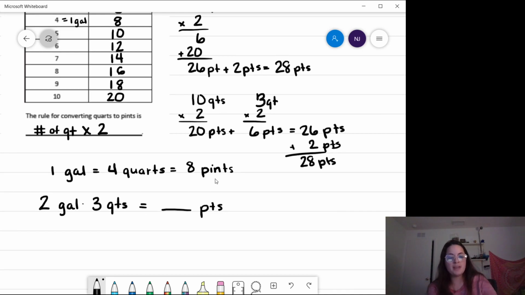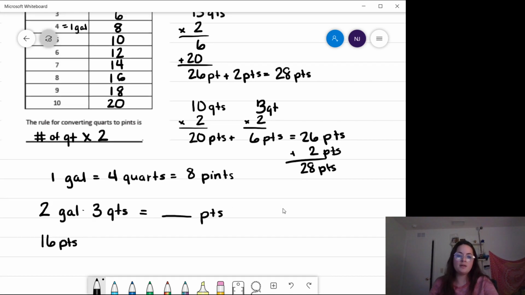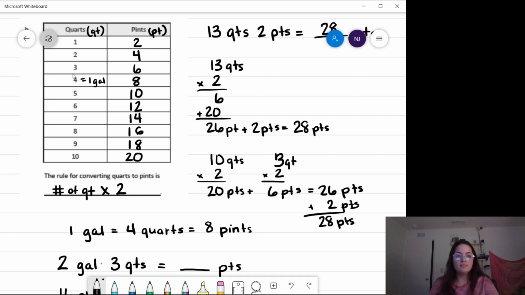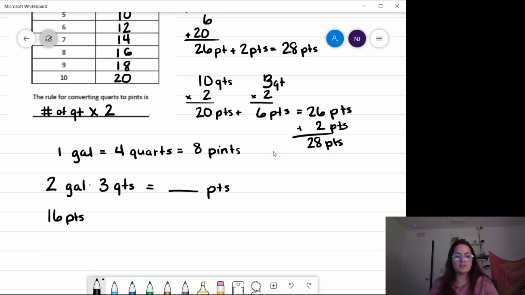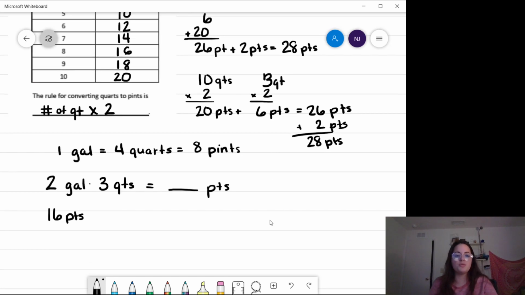So remember, we're trying to get everything in pints here. So we said that 1 gallon is equal to 8 pints. So that means 2 gallons are going to be equal to 16 pints. And then 3 quarts, we can use our table up here to see that 6 pints is equal to 3 quarts. Can also use our rule, 3 quarts times 2 gives us 6 pints.